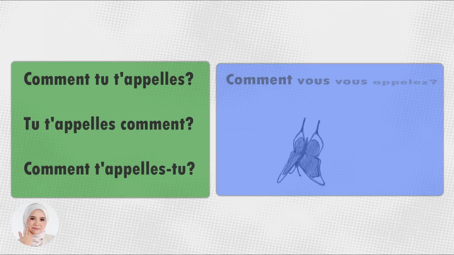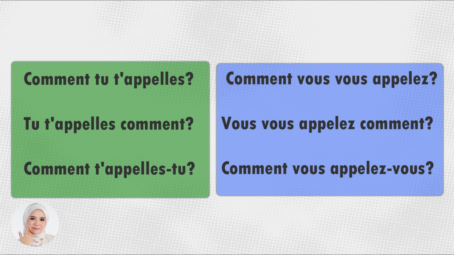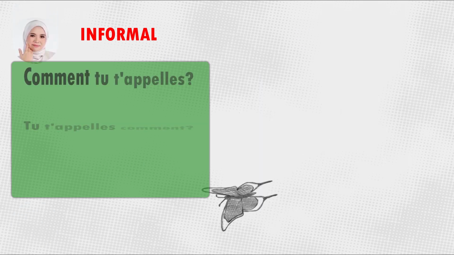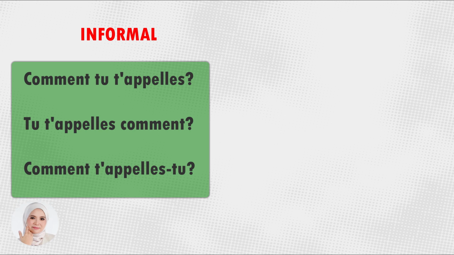Alright, now let's look at this. Now you have 6 questions here. You have the first column in green color, which is for tu, for informal situation, and the blue column is for vous, for formal situation. Now let's look at how we ask what is your name for tu. Now you have here comment tu t'appelles. Comment tu t'appelles means what is your name.